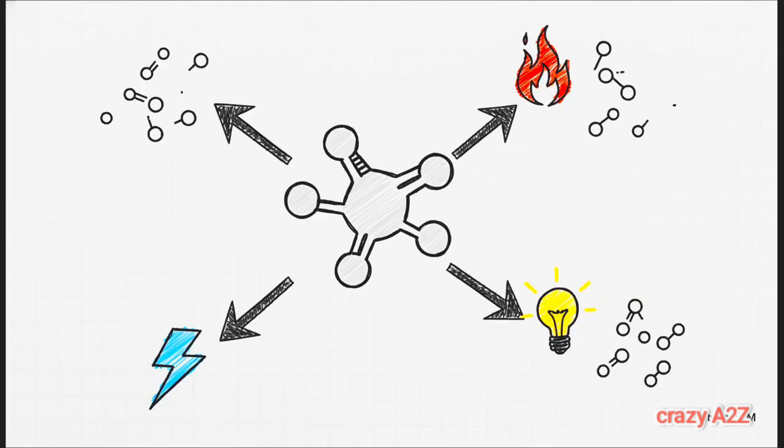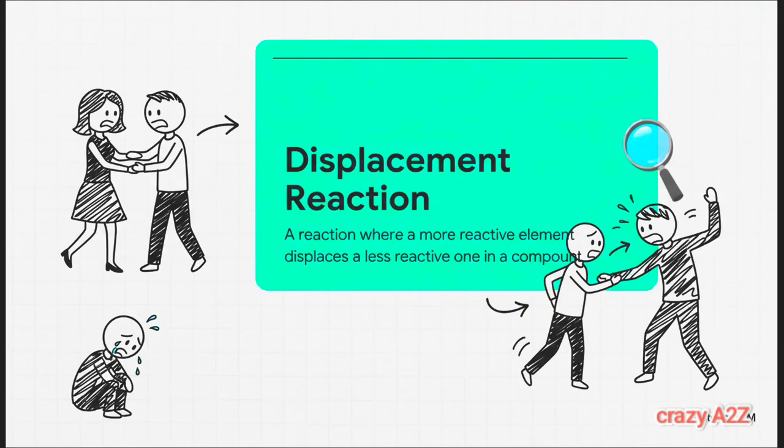Now, this kind of breakdown doesn't just happen randomly. It needs a little push, an input of energy. And that energy can come in a few different flavors. You can use heat, you can use light, or you can even use electricity to kickstart the process and break a compound apart.